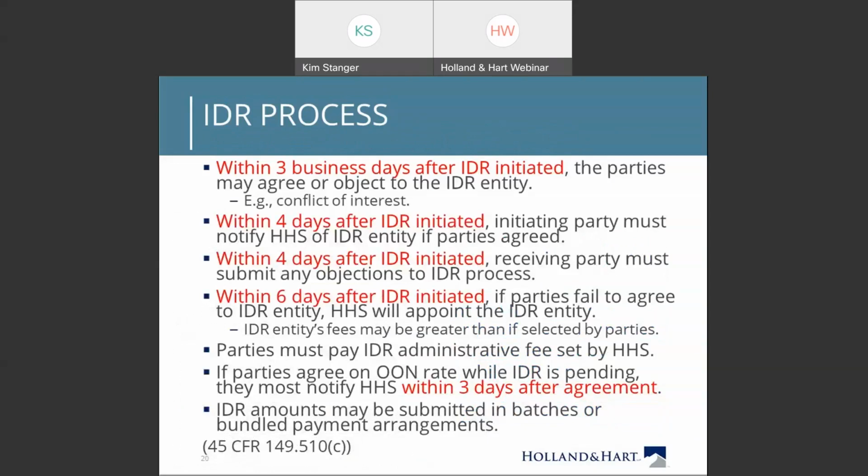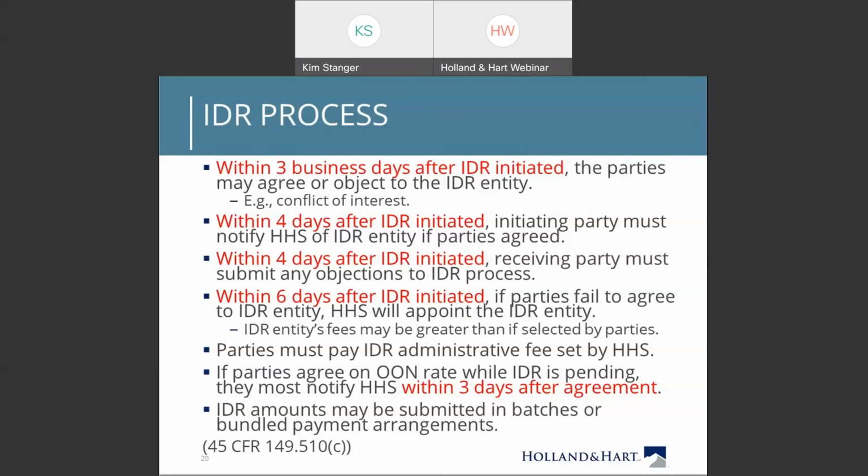They may object if, for example, an IDR entity has a conflict of interest or otherwise does not satisfy the qualifications set forth in the regulations. So they've got 3 days to try to identify who the IDR entity is going to be and agree to it. If they don't agree, then within 4 days, or 1 day later, the initiating party has to notify HHS of the IDR entity if the parties agree.